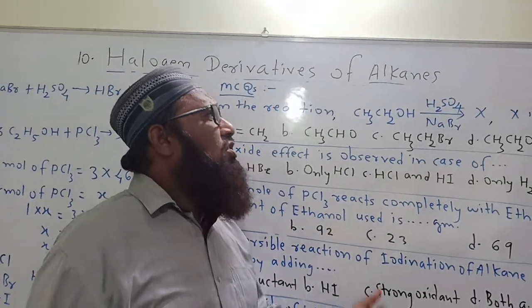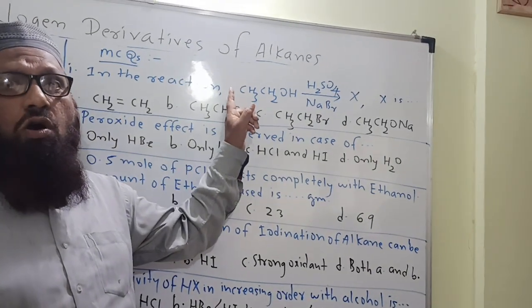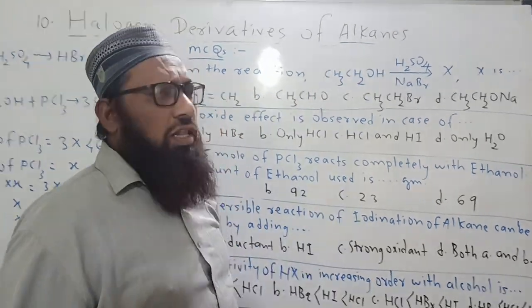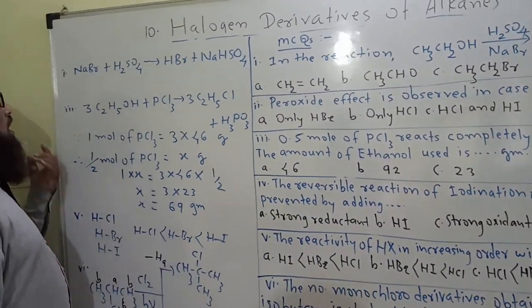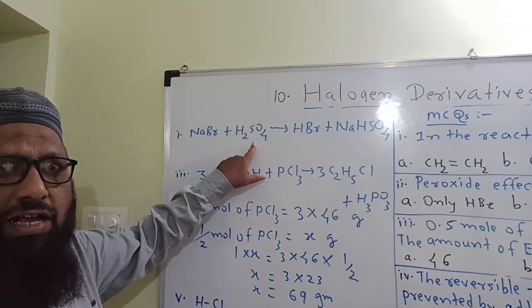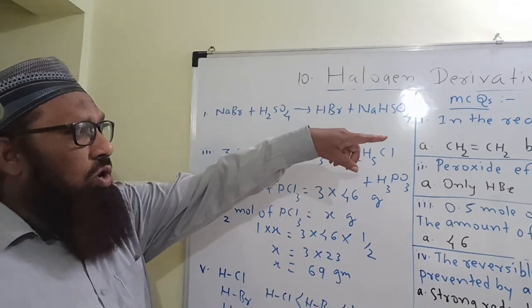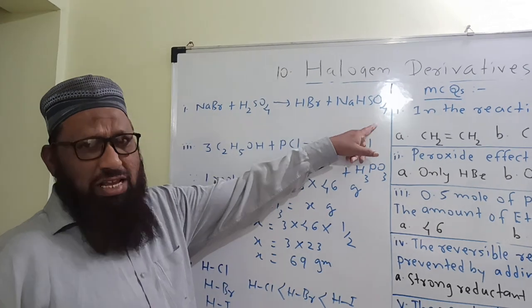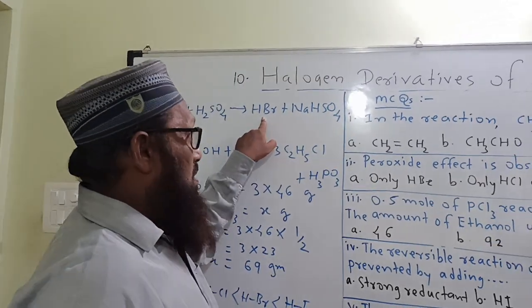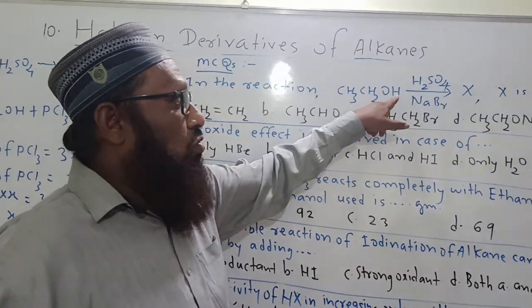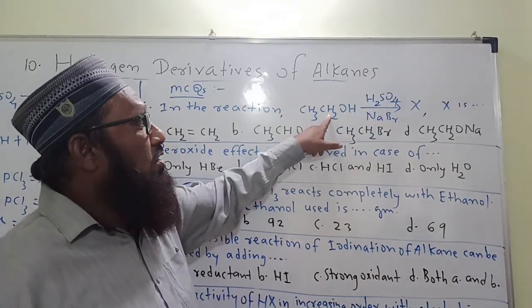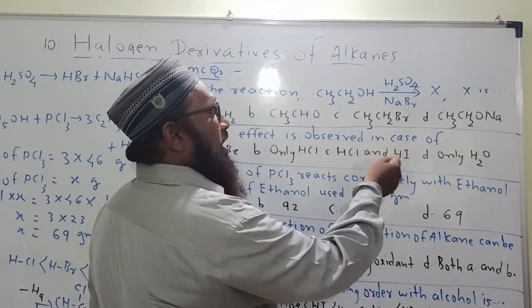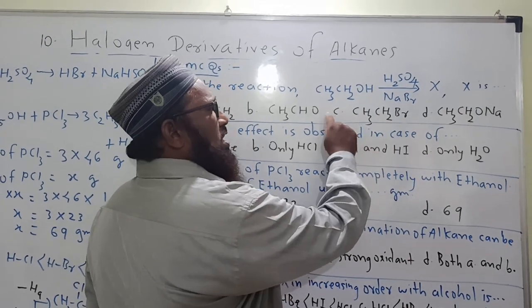Now look here, this is one of the methods of preparation of alkyl bromide from alcohol. Let us see what reaction takes place. NaBr and H2SO4 react in situ with ethanol to produce HBr and sodium hydrogen sulfate. This HBr reacts with CH3CH2OH to give CH3CH2Br plus H2O. That's why the product obtained here is CH3CH2Br. C is the correct option.